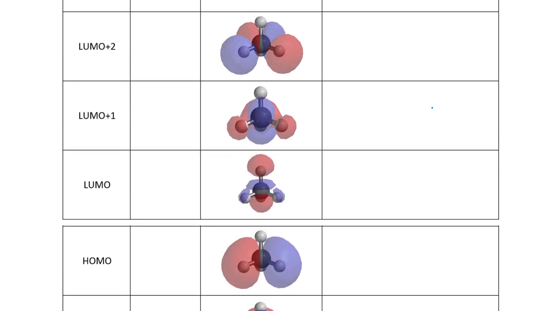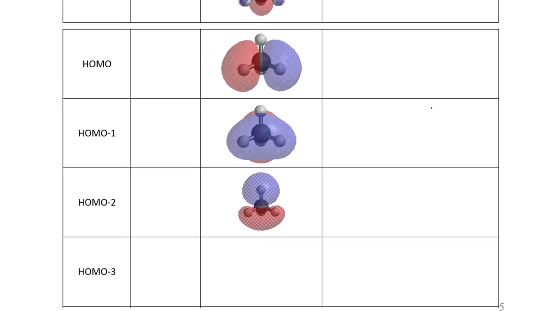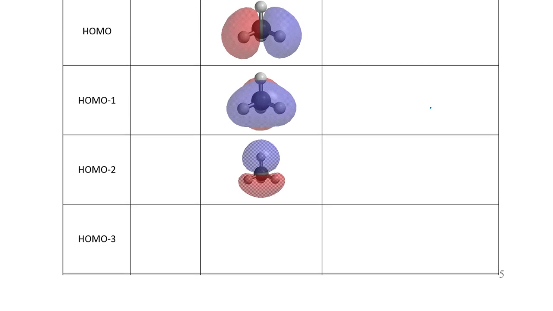And again, for an exam or something, maybe I would do something like this where I would give you some of the information, but not all of it, right? And so let's go ahead and jump in. Let's just do HOMO minus 3 and then we'll move on.